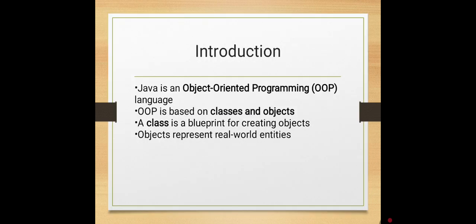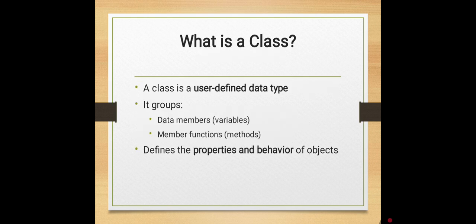In Java programming, Java is an object-oriented programming language. Object-oriented programming is also called OOPS. It is based on two main concepts: one is classes, another one is objects. So, what is a class? A class is a user-defined data type.